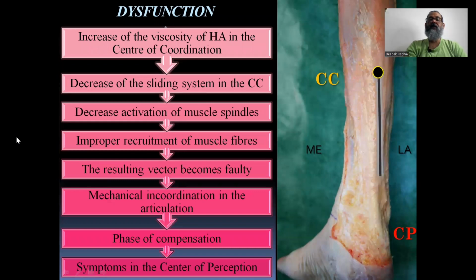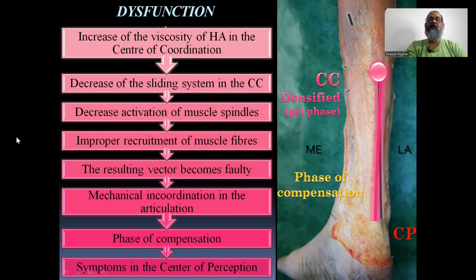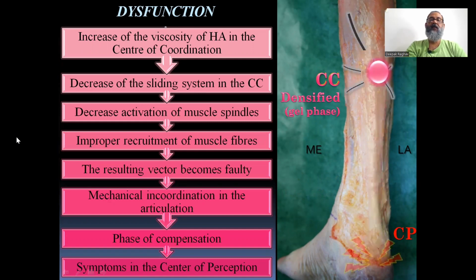So now come to the dysfunction. How does dysfunction occur? Increase in the viscosity of HA in the center of coordination. HA is hyaluronic acid. Decrease of the sliding system in the center of coordination. Decreased activation of muscle spindle. Improper recruitment of muscle fibers. The resulting vector becomes faulty. Mechanical incoordination in the articulation. Phase of compensation. Symptoms in the center of perception.